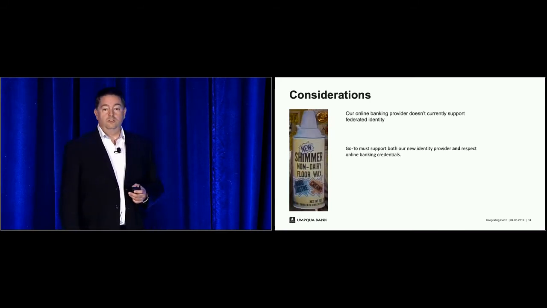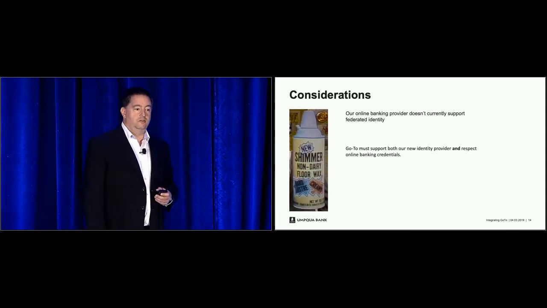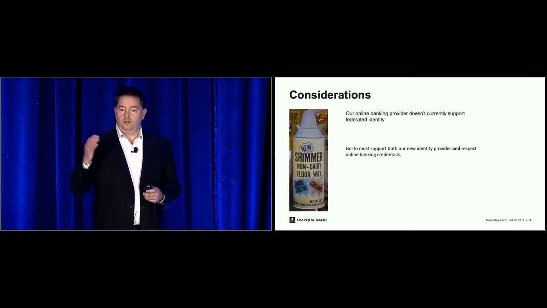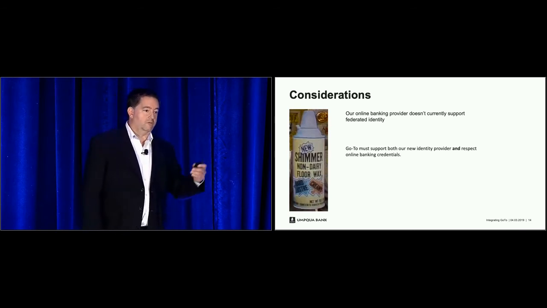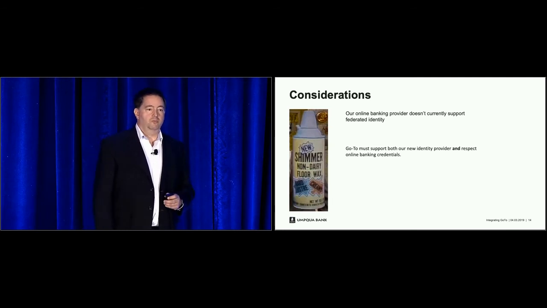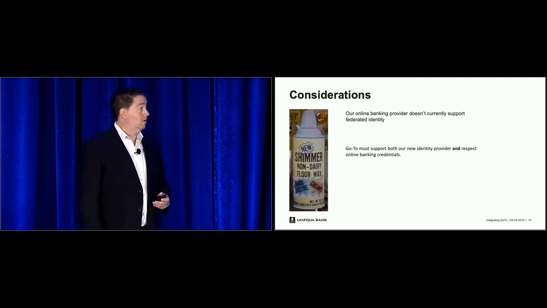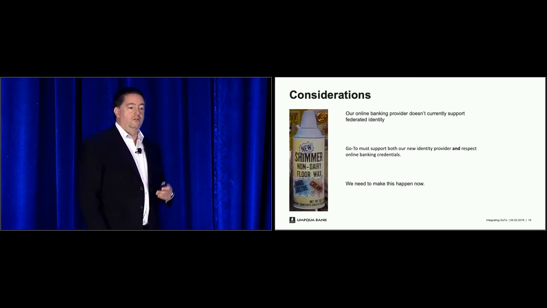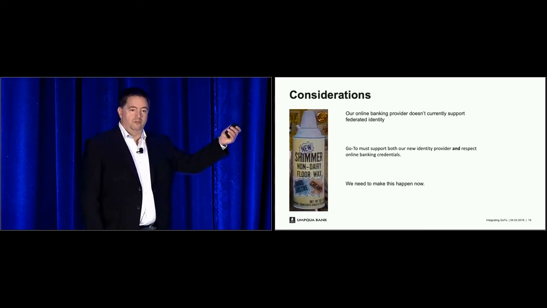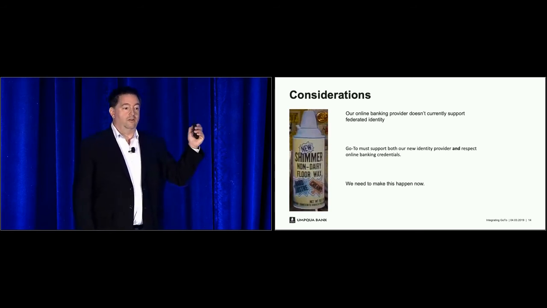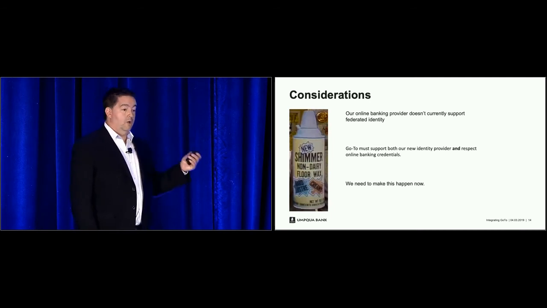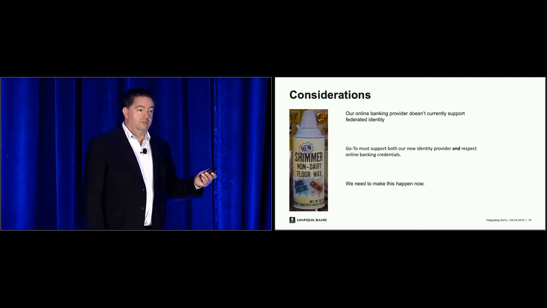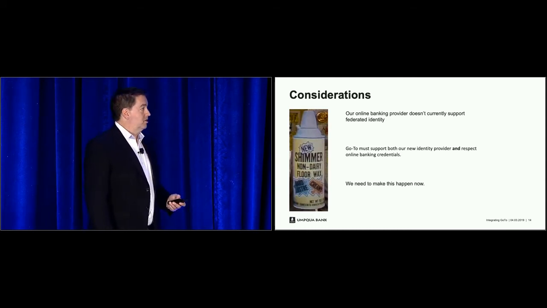Next, GoTo needs to hide all this complexity from the user. So if the user has their credentials in Okta, or if they have their credentials in our online banking provider, we're not supposed to let GoTo users know or care. And we need it yesterday. So we have an uncooperative current credential store that needs to stay live and not know anything about us. We have a new application that is very flexible, but needs to look like it's part of a team, and we need to make this happen now.